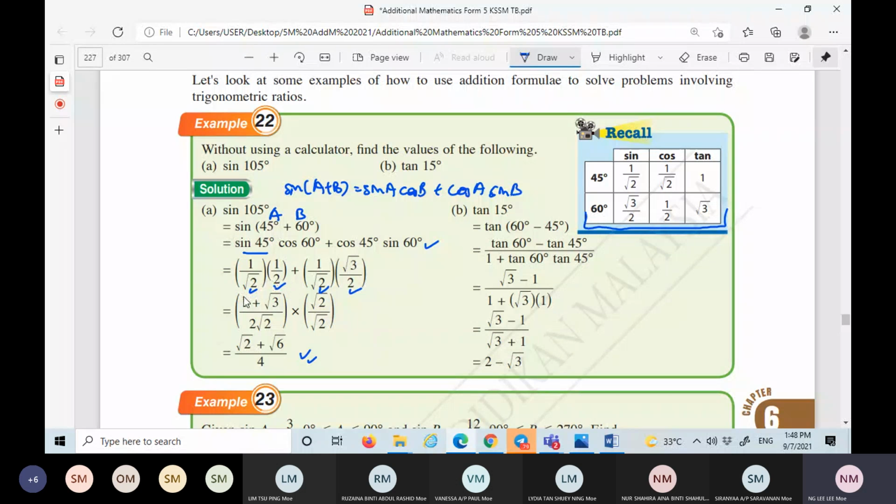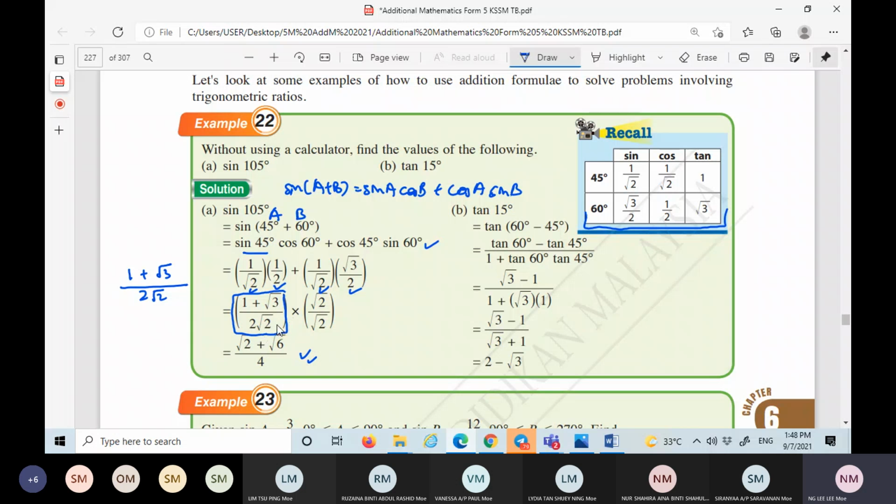Okay, I try to show you. You see the denominator, this and this the same, so they can share the same common denominator, which is 2 square root 2. Numerator: 1 times 1 is 1, plus 1 times square root 3 is 1 plus square root 3. This is how they get this.